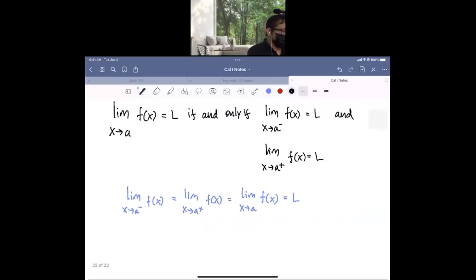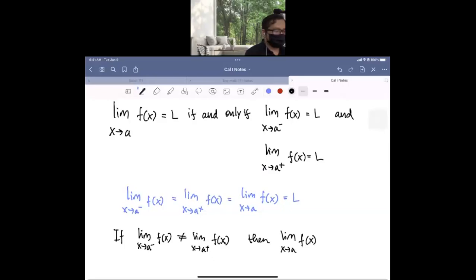Let me write here to make sure that you understand. So if the limits are not equal, then the limit doesn't exist. Usually I just write DNE, which means does not exist.